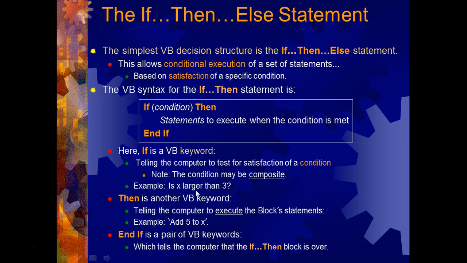So the simplest VB decision structure is the if then else statement. This allows conditional execution of a set of statements. We do these statements here if the condition here is true, otherwise we don't do it. So based on satisfaction of a specific condition, this condition. This is how it's written in a simple way.